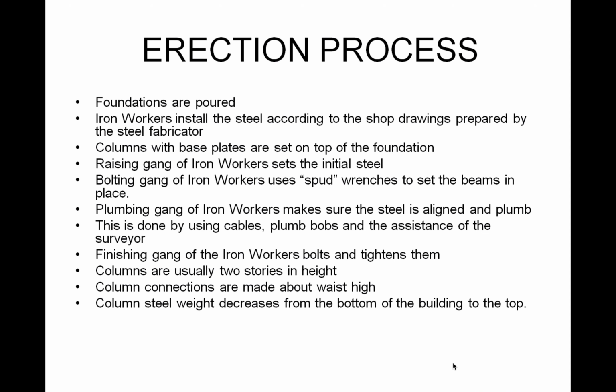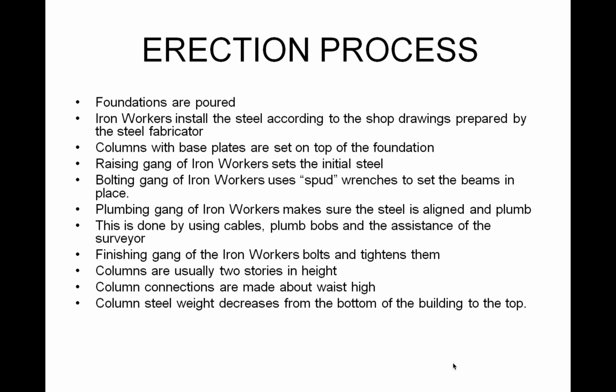All right, so the typical erection process is that again, the steel is delivered to the site. It's rigged properly so that it can be picked. All right, it's identified where it needs to go. Your crane makes your pick, and then typically you start with the columns first with the base plates. They're set on the foundation. You set those initial steel.